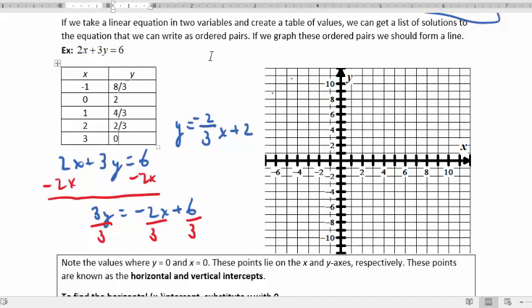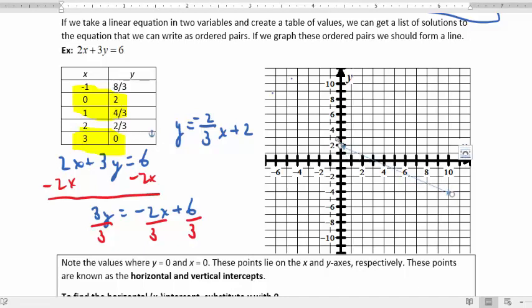So now what will happen is if I try to plot these points, I can't plot them all accurately because most of them are fractions, but the two that you can plot accurately would be (0, 2) and (3, 0). So (0, 2) is going to be here, and then (3, 0) is going to be here. And then what you'd want to do is draw a line that connects those points, right? (0, 2) and (3, 0).